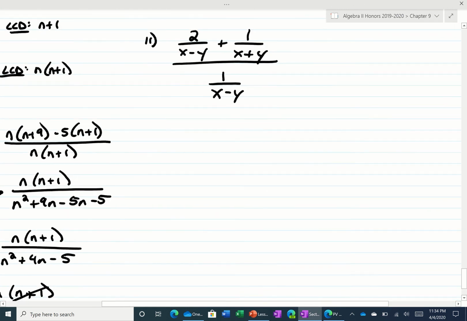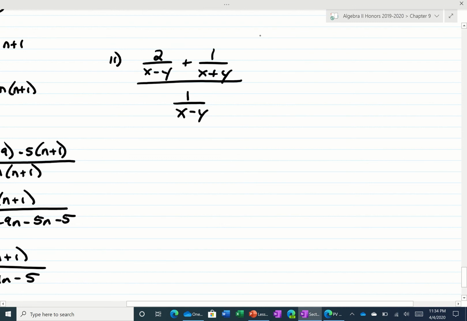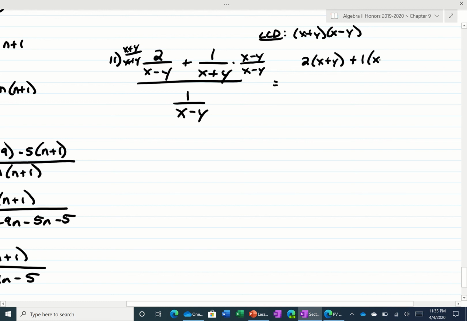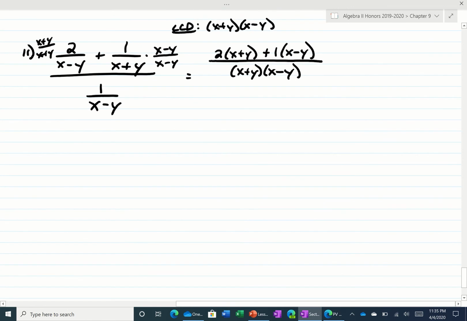All right, one more. So on top it looks like the LCD, we definitely need a factor of x plus y and x minus y. So I'm going to multiply this one by x minus y over x minus y, this one by x plus y over x plus y, and let's see what this turns into. The top is going to be 2 times x plus y plus 1 times x minus y, all divided by x plus y times x minus y. That's the whole top, and we're going to be dividing by the bottom.